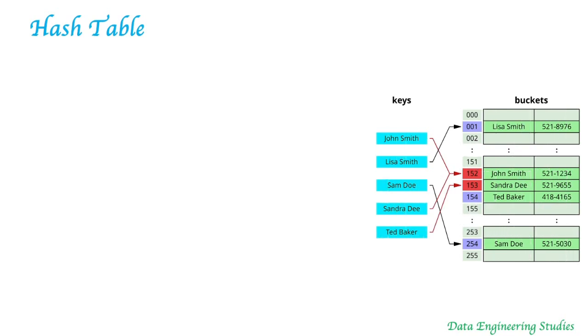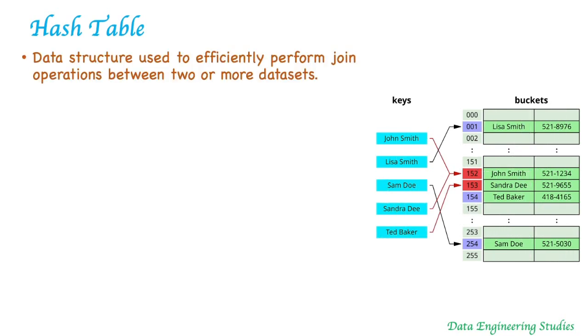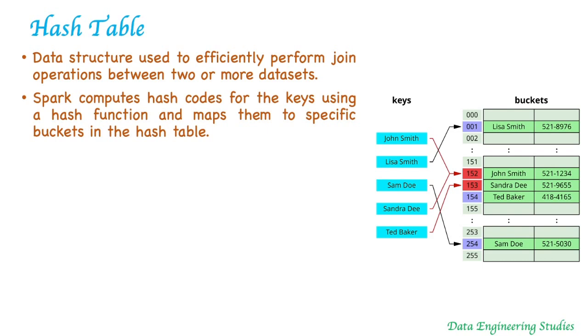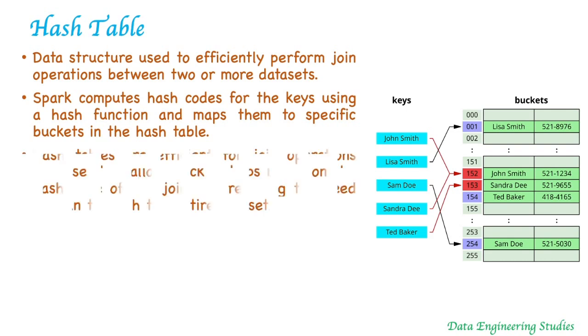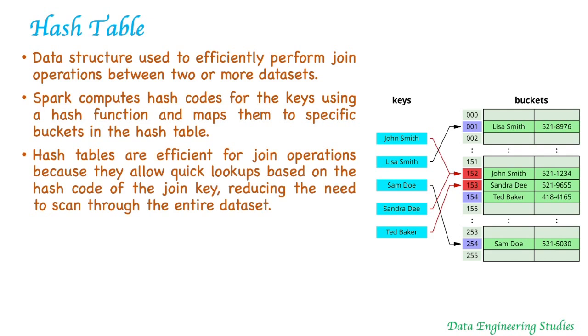Now let's see what is a hash table. Hash table is a data structure used to effectively perform join operations between two or more datasets. Spark computes hash codes for the keys using a hash function and maps them to specific buckets in hash table. Hash tables are efficient for join operations because they allow quick lookups based on the hash codes. This reduces the need to scan through the entire dataset.